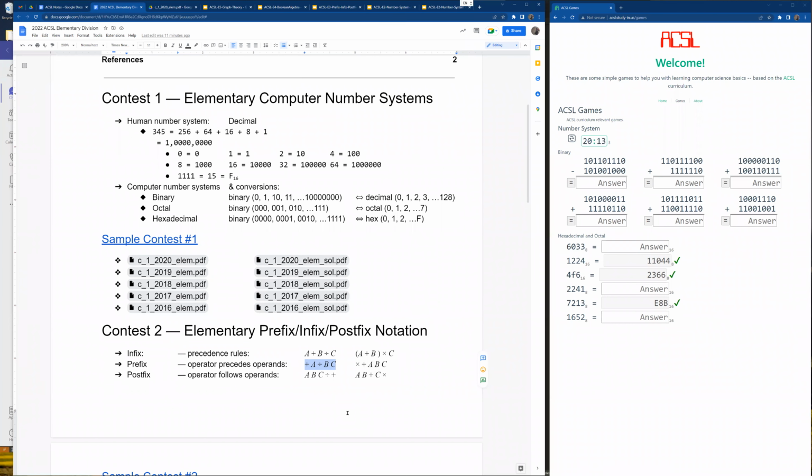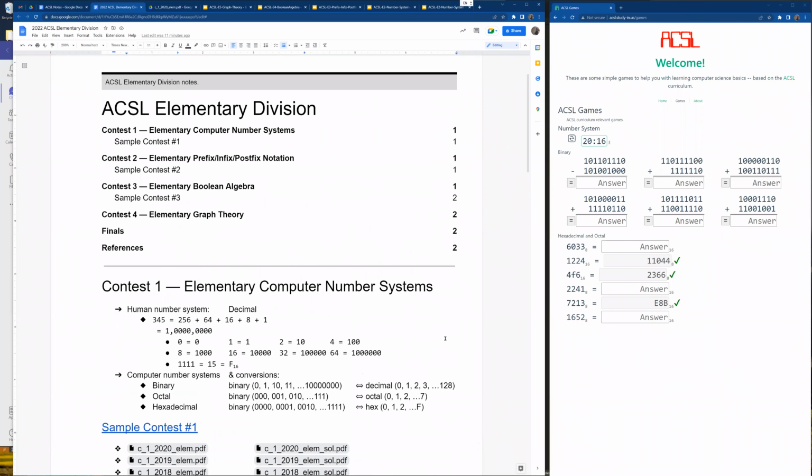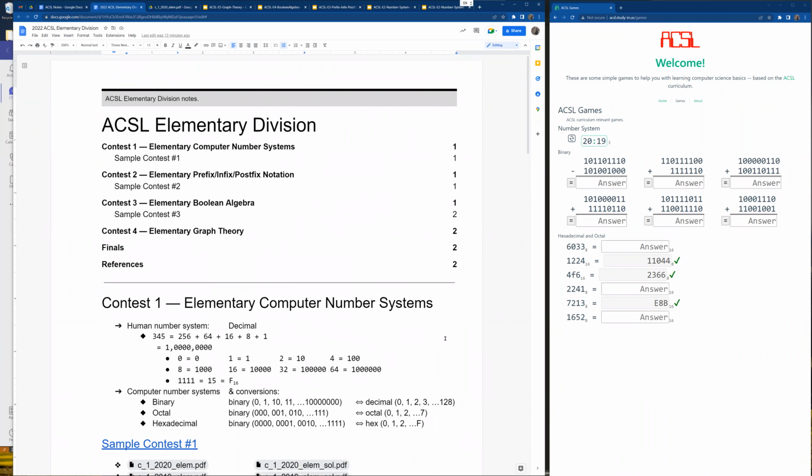Just to let you know, we're reviewing the topics for the elementary division. These are the four topics that we're going to encounter in the competition. The first thing is the computer number system.